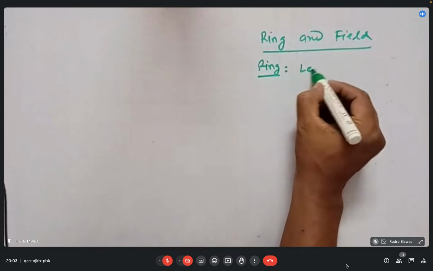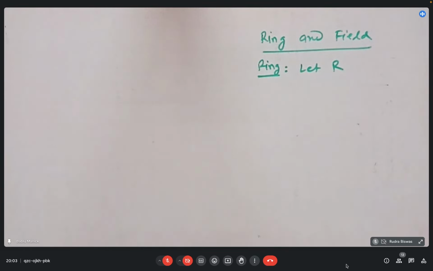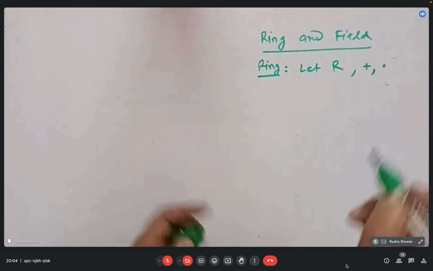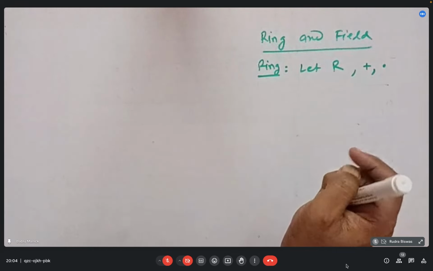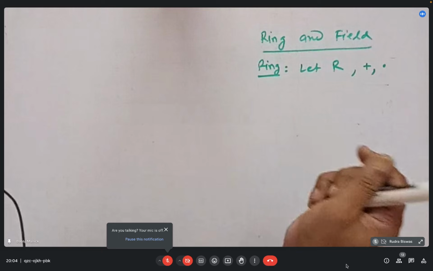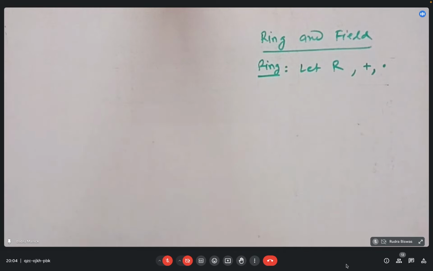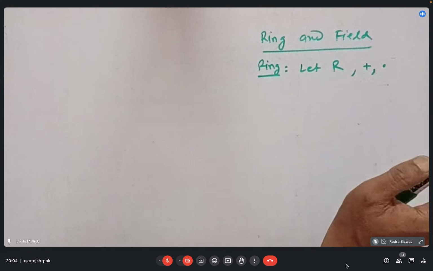Let capital R be a non-empty set and plus and dot be two binary compositions defined on R. Not necessarily this plus means addition or this dot means multiplication, not necessarily.